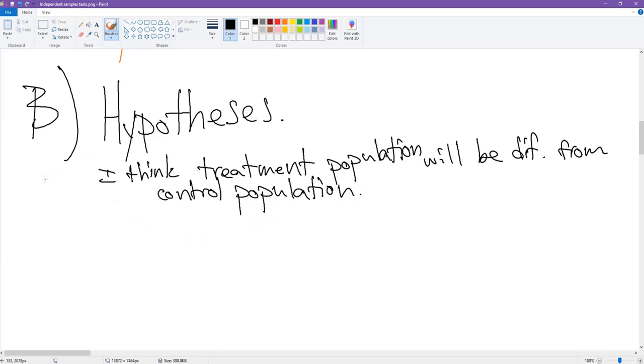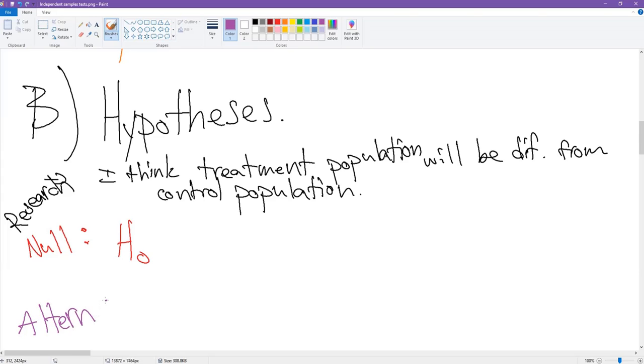Cool. This here is our research hypothesis, and we want to make statistical hypotheses. And how do we do that? Well, I'm going to make my null hypothesis in red, and I'm going to make my alternate hypothesis in purple. I'm going to call this HA to try to be consistent with what I've been doing so far. And let's just make up our null hypothesis first.